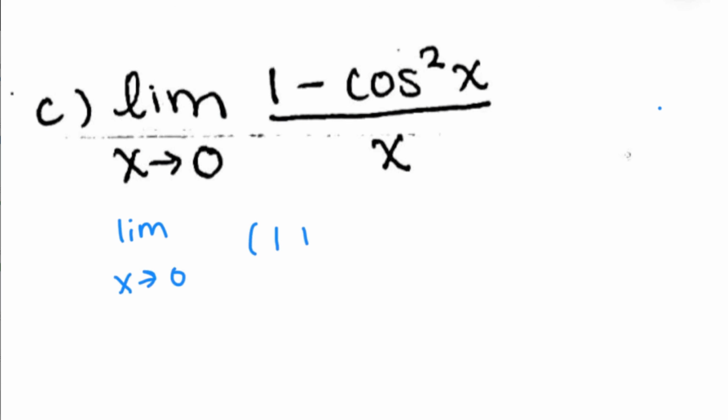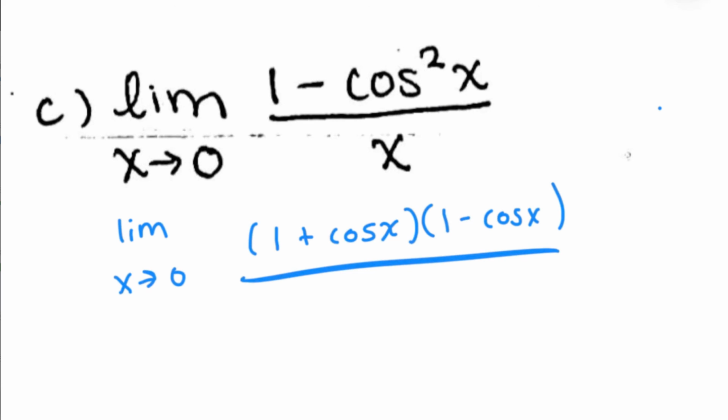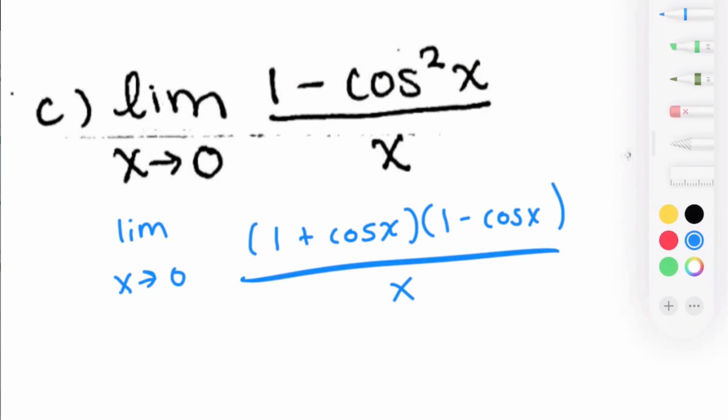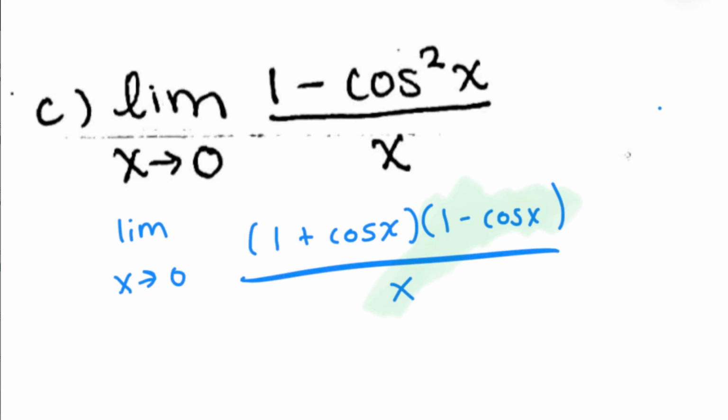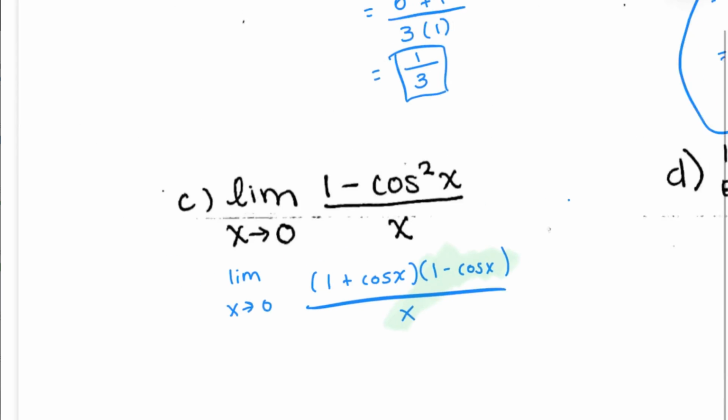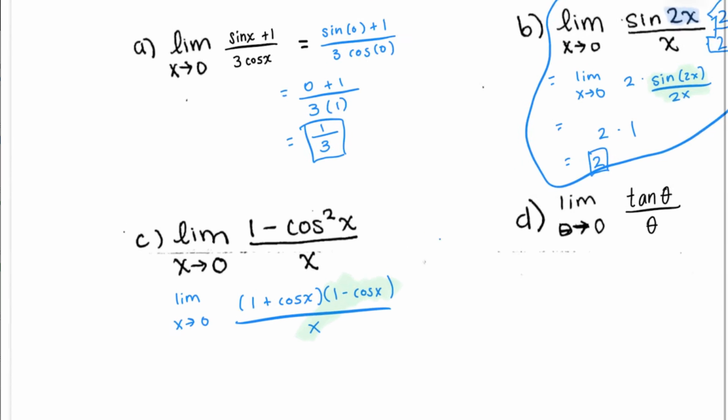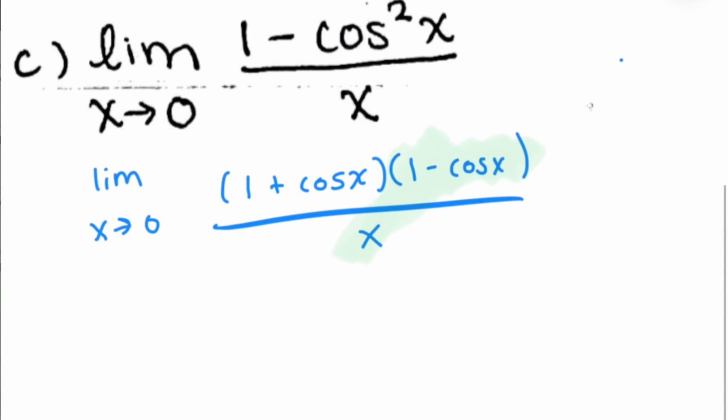So this would be 1 plus cosine of x times 1 minus cosine of x over x. And now I actually do have a special trig limit. I can see that it's right here. So there's my special trig limit. And then kind of like how 2 was just being multiplied in the front, I'm just multiplying by 1 plus cosine. That's okay.